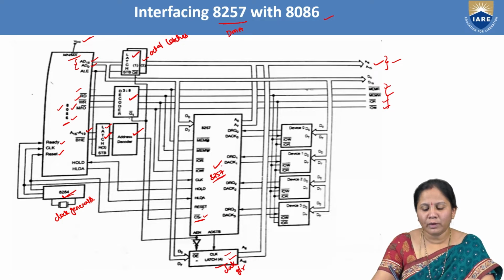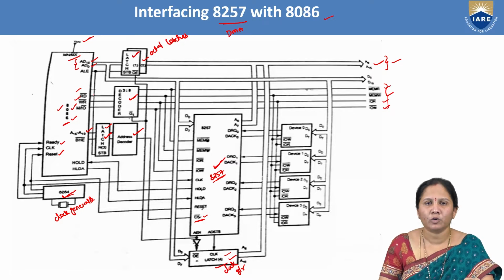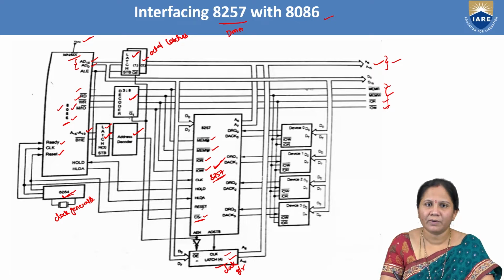And so we have to interface this 8257 DMA controller to the 8086 microprocessor. Whatever the common pins that are available in 8086 and 8257 DMA controller, all of them should be interfaced. So here we can see this is memory read, memory write, IO read and IO write. These are the signals available in 8257.